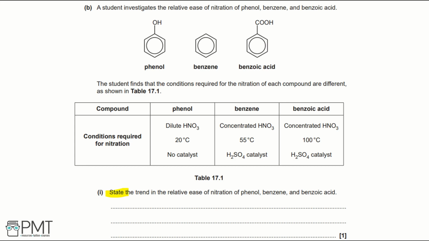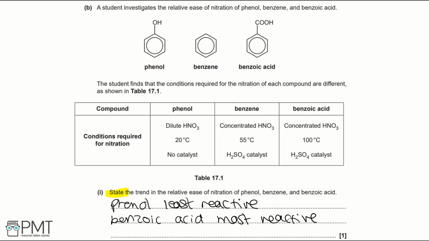acid. Because this question is asking us to state the relative ease, we don't need to go into a lot of detail. This question requires us to say that phenol is the least reactive, and that's because it doesn't require a catalyst and is at the lowest temperature, and it's dilute nitric acid that it requires and not concentrated. But then we also need to write that benzoic acid is the most reactive, and that's because it requires a catalyst, has the highest temperature, and concentrated nitric acid is required. So by writing these two statements, we can get this mark for this question.